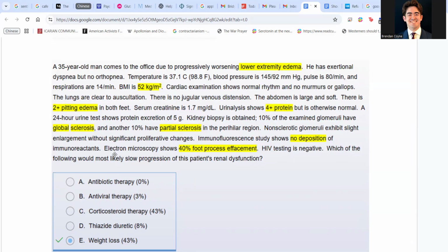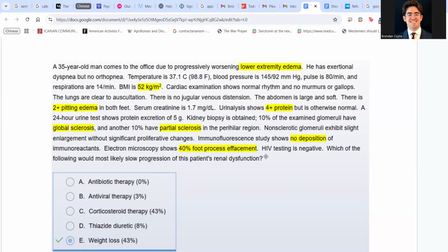And I know I told you I wasn't going to talk about electron microscopy or immunofluorescence, so I'm sorry, but you would have been able to answer this question even without that. The main things here are the nephrotic syndrome, the obesity, and the sclerosis. Some glomeruli have global sclerosis, some have partial sclerosis, and then some don't have any sclerosis. So that's textbook FSGS, by name, focal segmental glomerular sclerosis.